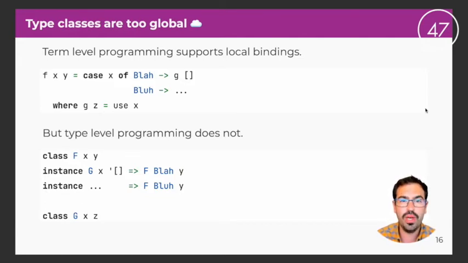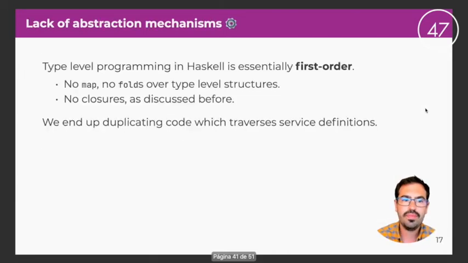What we would really like is to have some kind of local scope for these type classes in which you can share some information, like maybe the whole service you're inspecting or things like that. The second problem with type classes is that they lack abstraction mechanism. In fact, type level programming in Haskell is essentially first order. You don't have maps, you cannot have folds over type structures. It's hard to get something like closures because, as discussed above, you have to pass all the information. So that means that in our code base, we end up duplicating code which traverses service definitions over and over. We have things which are essentially a map or a search, and it could be written with lambda if we were using term level programming, but we have to write it over and over because we are using type level programming.